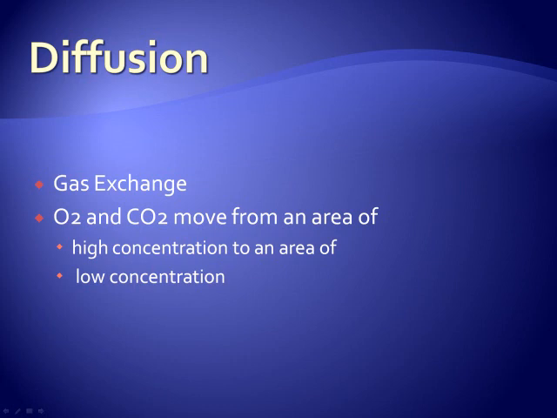Now, what's happening here is that we have a higher concentration of oxygen in the alveolus than we do in the pulmonary capillary, and that's what's causing our oxygen to move across this membrane. Same thing is true with the CO2. We have a higher concentration of CO2 in the pulmonary capillary than we do in the alveolus. That's what causes it to move out of the pulmonary capillary and into the alveolus so that we can remove it or blow it off.